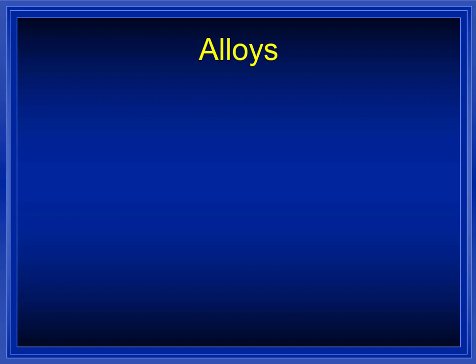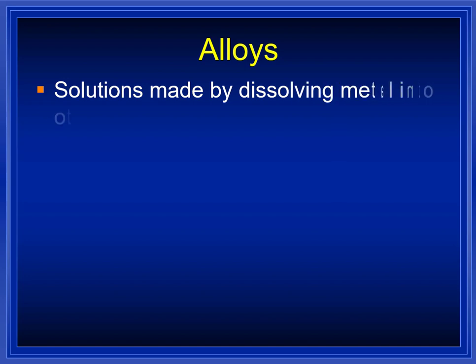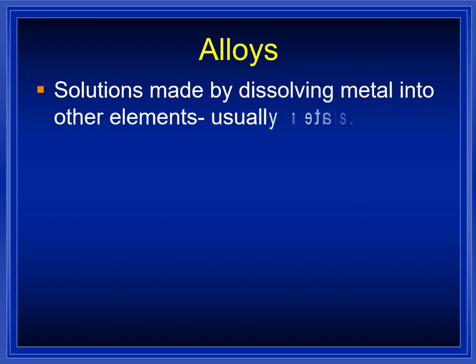So if you put a metal with a non-metal, you make an ionic bond. If you put a metal with a metal, you make an alloy. Okay? Alloys are mixtures. Another name for solution is mixture. Almost none of the metal you see is purely that metal. Most often, it is mixed with other elements.